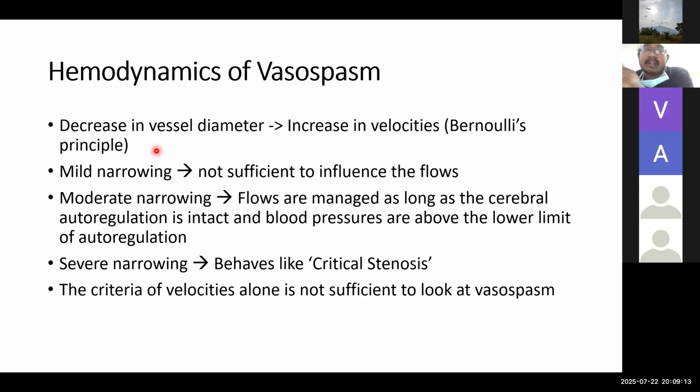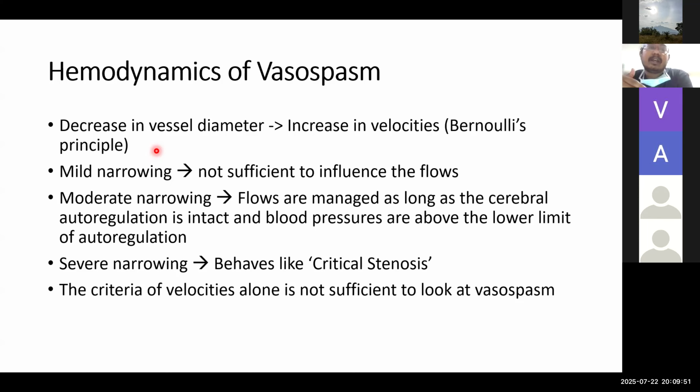How do we see it? So whenever the vessel diameter decreases, velocities increase, and we are taking velocities and flow as comparators to each other. So we actually measure velocities rather than flow in the transcranial Doppler. Flows are maintained as long as cerebral autoregulation is intact and blood pressures are above the lower limit of autoregulation. So at this point of time, the flows will increase, and you can see that velocities are also increased. But whenever there is a severe narrowing, severe vasospasm, it behaves like a critical stenosis.